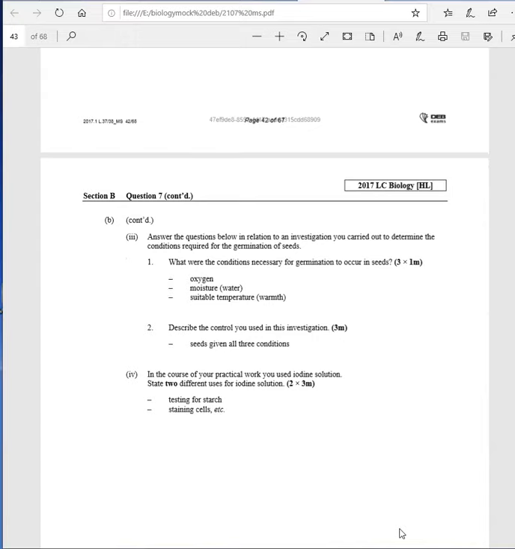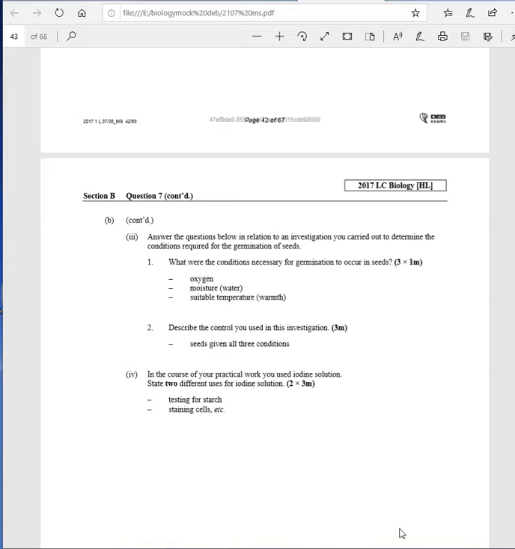Then it says answer the question in relation to an investigation you carried out to determine the conditions required for germination of seeds. So what were the conditions necessary? You need oxygen, you need moisture or water, and you need a suitable or adequate temperature. Describe the control you used. The control you used was seeds given all 3 conditions, so you had seeds that grew.